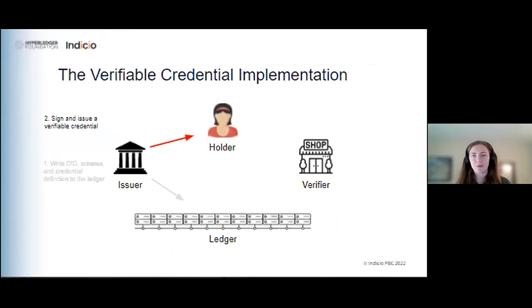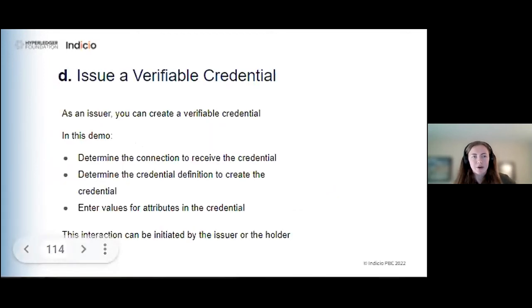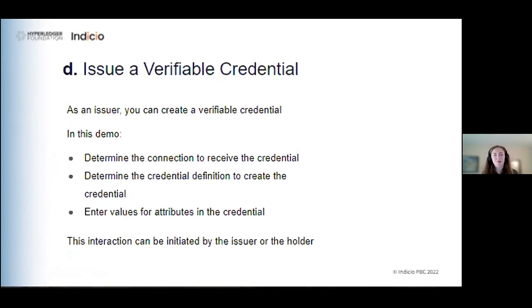Great, so back to the same diagram, just to make sure we're oriented in the steps. We have written the DID schema and credential definition to the ledger, and now we're ready to sign and issue a verifiable credential. And so this returns to those issuer responsibilities that we talked about a bit earlier of deciding who is issued which credentials. So we'll need to select the connection to be the holder who will receive this credential. We'll select the credential definition to use to create the credential. And then we will enter in the values for the attributes of the credential.